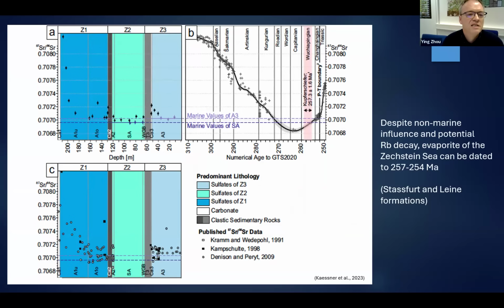So here's the data on the left-hand side, and the seawater strontium isotope curve is on the right-hand side, and the best preserved samples and the marine samples here can be constrained in age to between 257 and 254 million years. So this is using strontium isotopes for geochronology. So this would be the Stassfurt and the Leine formations. But a lot of these data also are up in the sky, and these are presumably times when the connection to the open ocean was not so good.